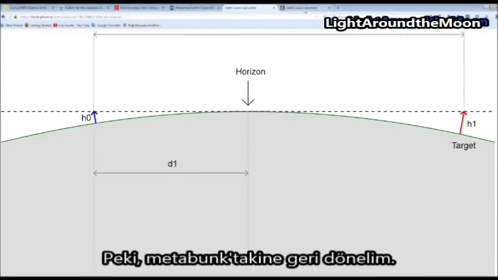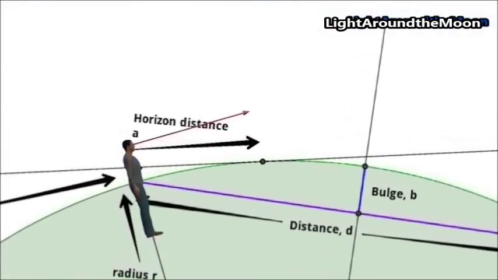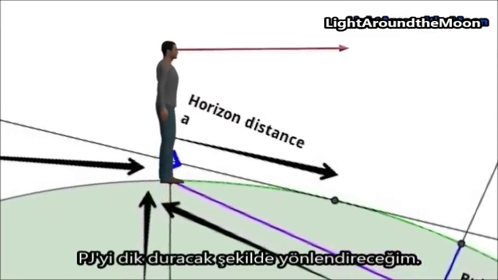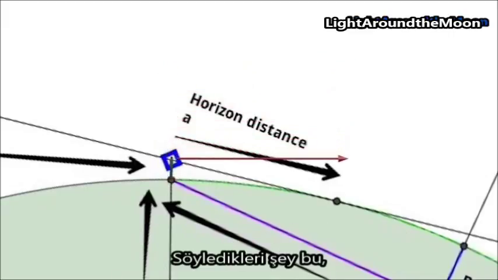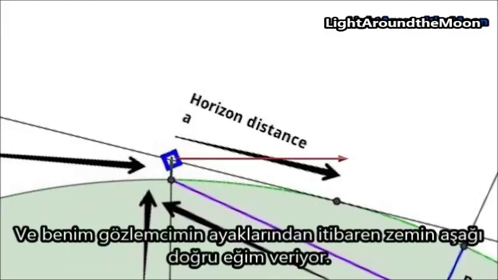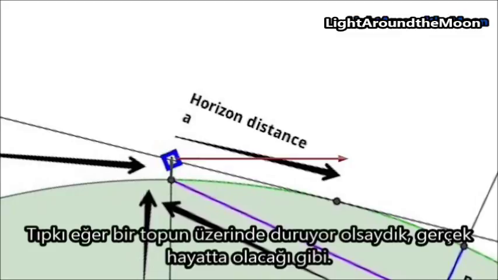So let's go back to this other one from Metabunk. Now I'm going to enlarge this graphic and orient it so that PJ's standing straight up and down again, and lower him so that he's within the observer square. Now this is what they're saying. This is the observer looking toward the horizon. But unlike their example here, where they're forcing the observer to look downward toward the horizon, my observer is in their little square looking straight out. And from the feet of my observer, the ground is curving downward, just like it would do in real life if we're standing on a ball.